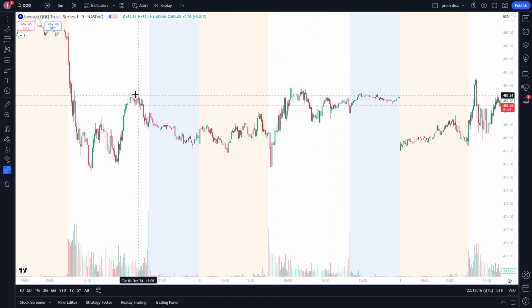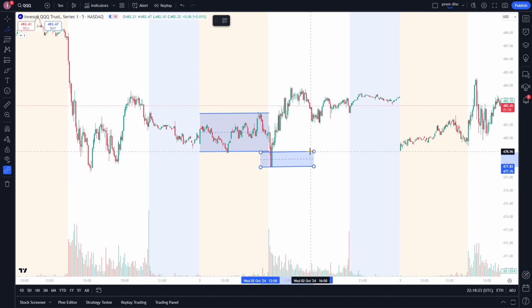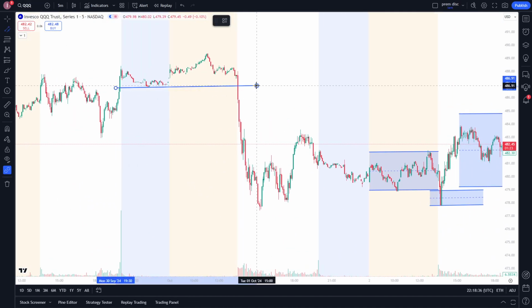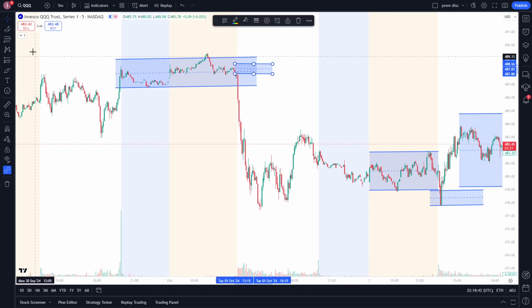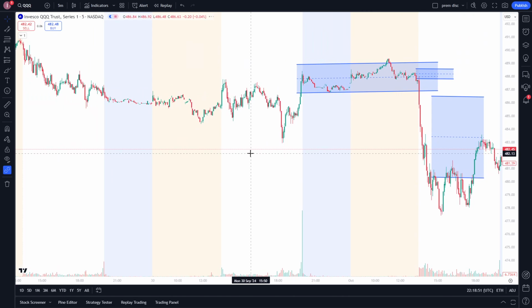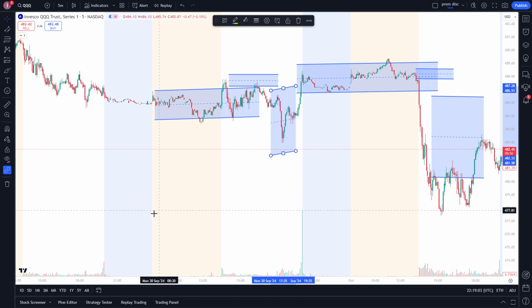Let me pull this range out the day before. Accumulation, manipulation, distribution. Let's go to the last day. Accumulation, some form of manipulation, and distribution. Let's go again. Accumulation, manipulation right here of these highs, and then distribution to lows. It's as simple as that.